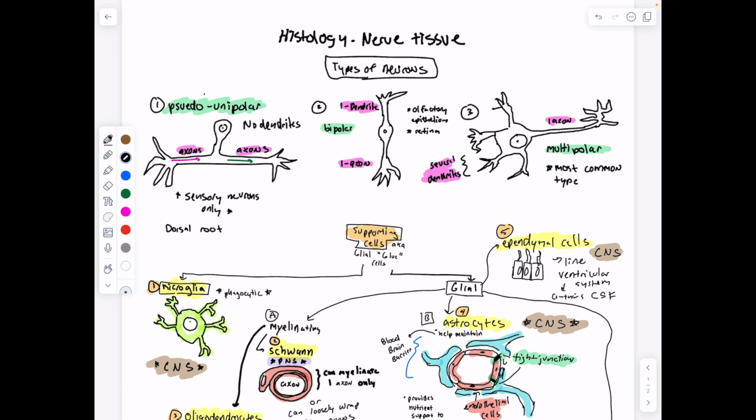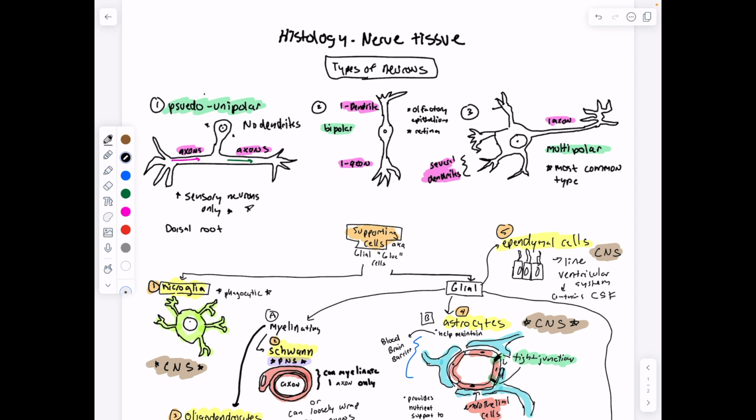We have the pseudo-unipolar neurons, which don't have any dendrites, just axons. These are sensory neurons only, and they go into the dorsal root of the spinal cord. You can see that the cell body has one process coming off of it, and it splits into two branches, which are both axons, and then a signal will propagate through the pseudo-unipolar neuron without actually going through the cell body at all.